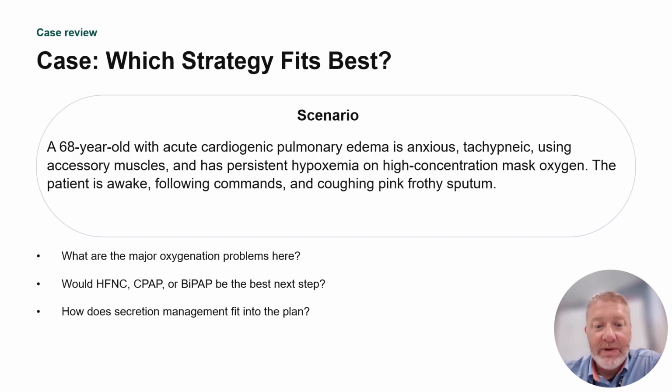So would high flow, CPAP or BiPAP be the next step? And how does secretion management fit into the plan? Well, if they're coughing up pink frothy sputum, you may or may not need to suction them. If they have a productive cough, then you don't necessarily have to suction, unless they're acting as though they can't cough up enough. Then sure. But in terms of what device to use, we need more information, but we can at least know where to start. So I would start with CPAP because of the pulmonary edema.